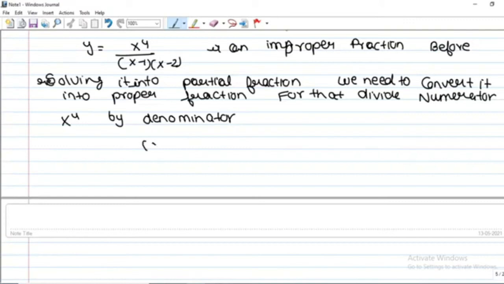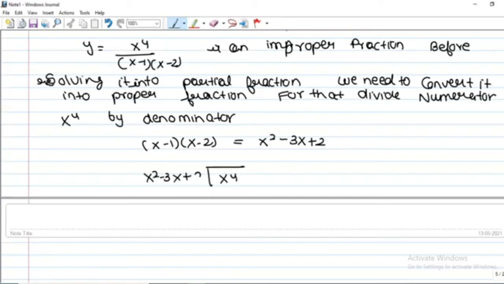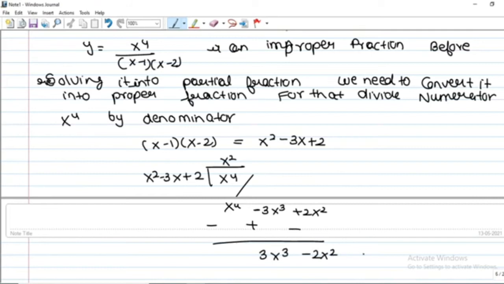So first we have to simplify. x minus 1 into x minus 2 is nothing but x square minus 3x plus 2 after solving. And if I divide x raised to 4 by x square minus 3x plus 2, here we will multiply by x square, then it will become x raised to 4, this will become minus 3x cube and this will become 2x square, right? Minus plus minus. You will get here minus and here we will be left with 3x cube minus 2x square.